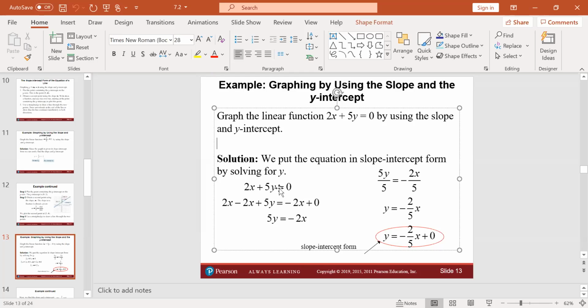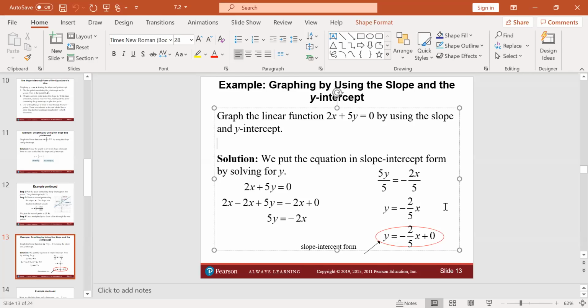Okay, solve this for y. Get y all by itself. So you've got to move the 2x over, subtract it over. You'll get 5y equals -2x. Divide both sides by 5. You're going to get y equals -2 over 5 x.